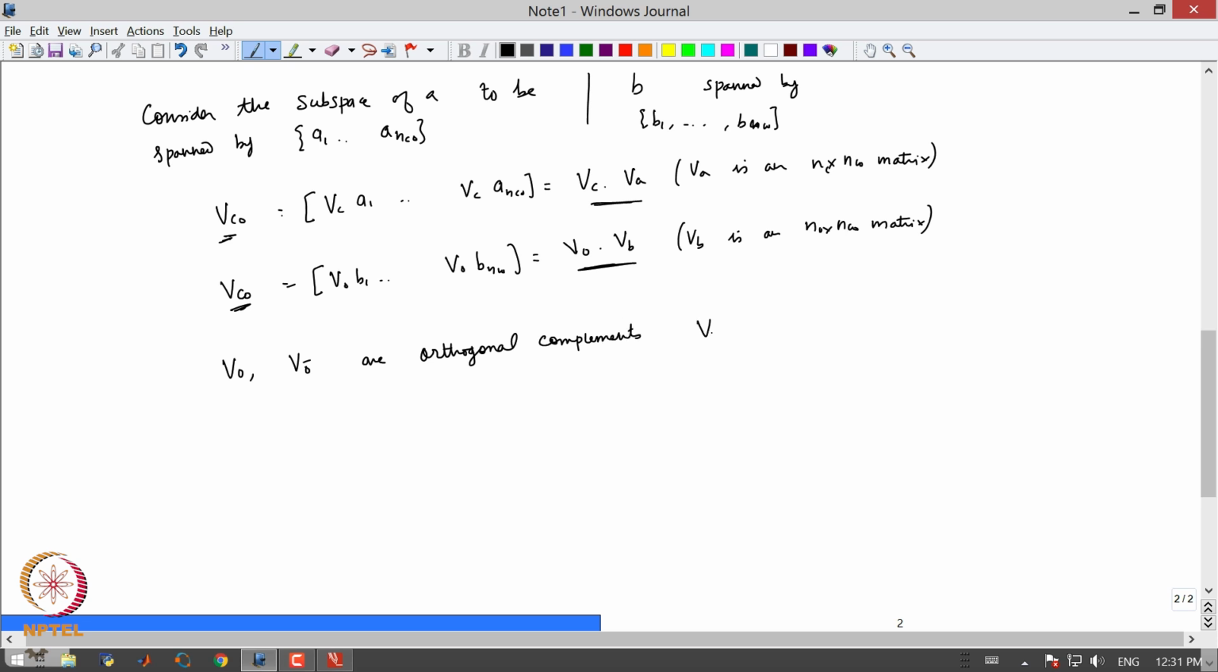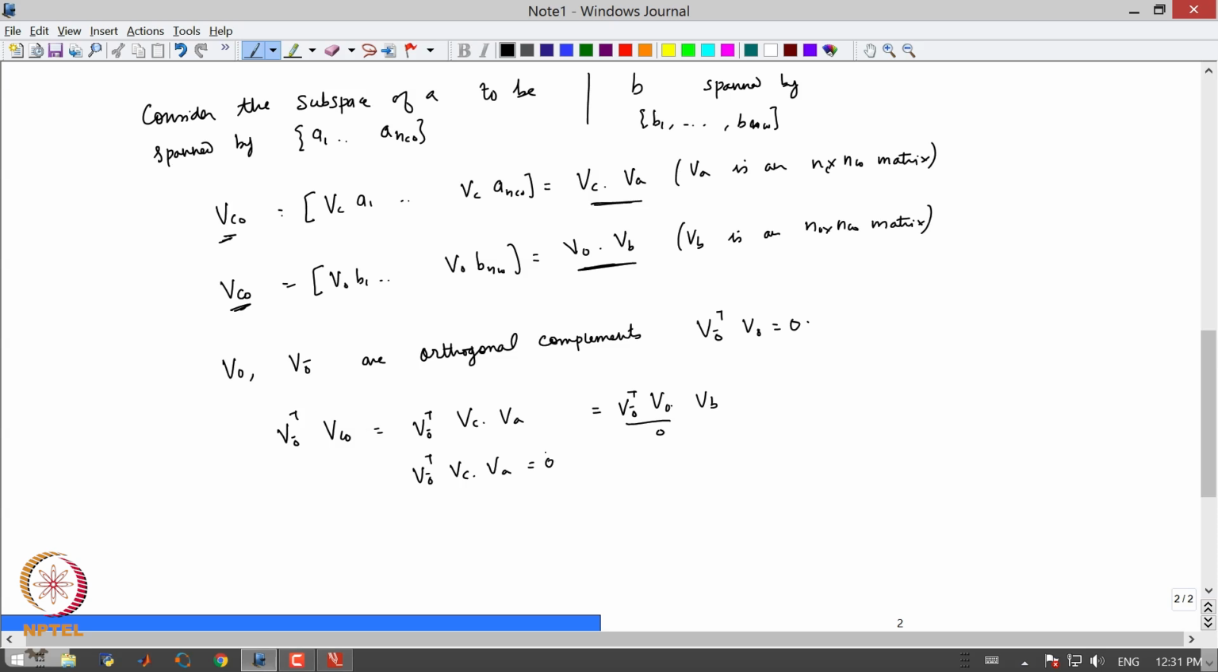Which means V naught bar transpose V naught is equal to 0. Okay. Now, what do I know? I know that V c naught is V c times V A. This is also equal to V naught times V B. Now, what I do is just pre-multiply this by this one, transpose. Now, this is 0. Therefore, V naught bar transpose V c times V A is also equal to 0.